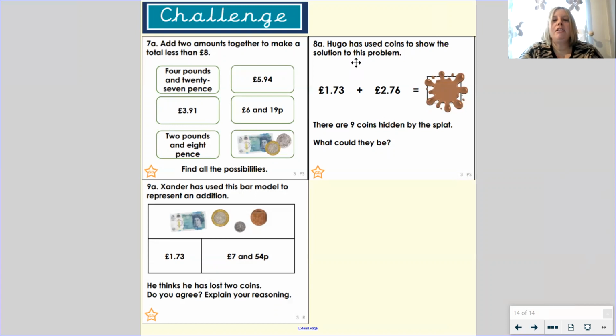For this question here, Hugo has used coins to show the solution to the problem. There are 9 coins hidden by the splat. What could they be? So you have to find the total and think about the coins that you would use to make that total.